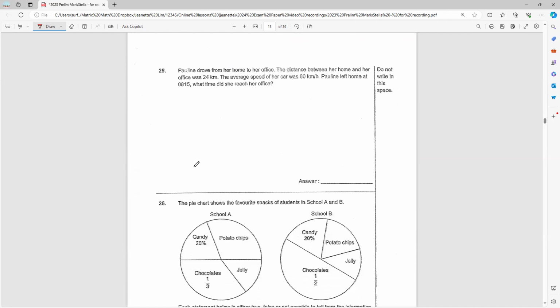Question 25. Pauline drove from her home to her office. Distance between her home and her office was 24 km. Average speed of the car was 60 km per hour. Pauline left home at 8:15. What time did she reach her office? So to find the time that she reached the office, we need to find how long she took, right? The time duration.